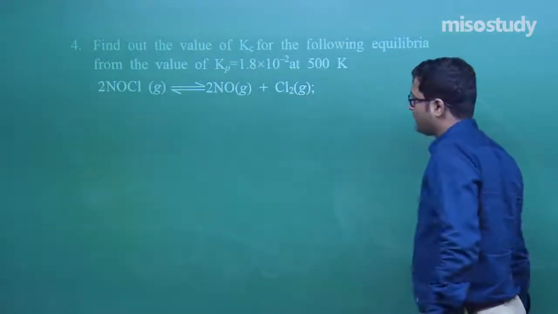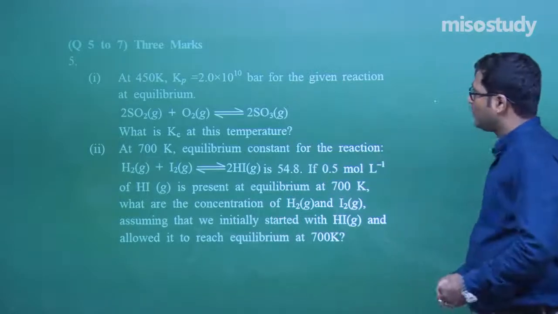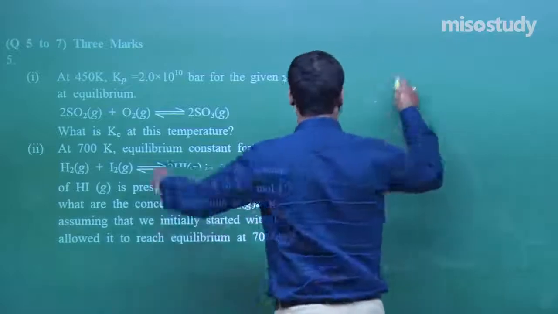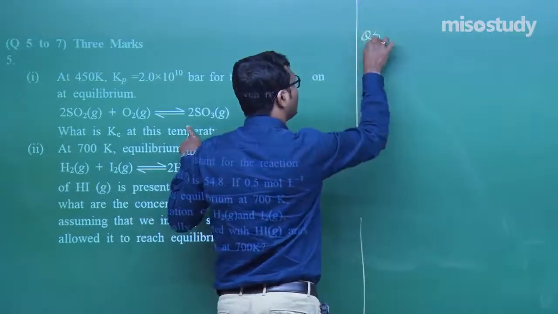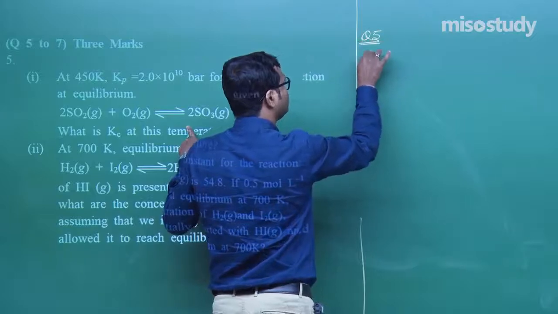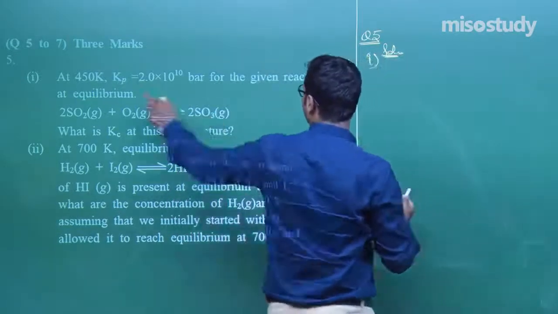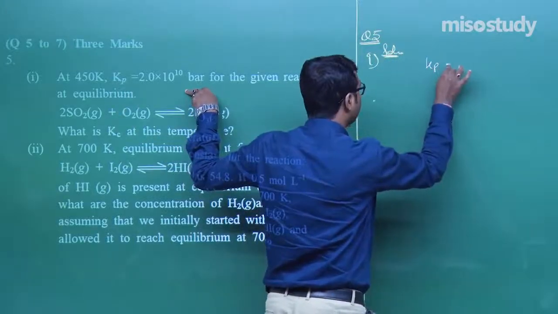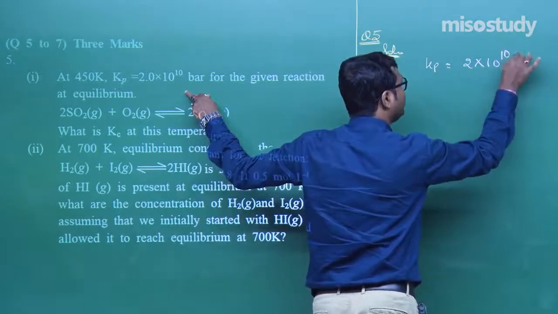The next question here is question number 5. This is a big question. Now first of all, read the question. At 450 Kelvin, I am writing the data here. Question number 5, 1. Now at 450 Kelvin, Kp is given here as 2 into 10 to the power 10 bar.